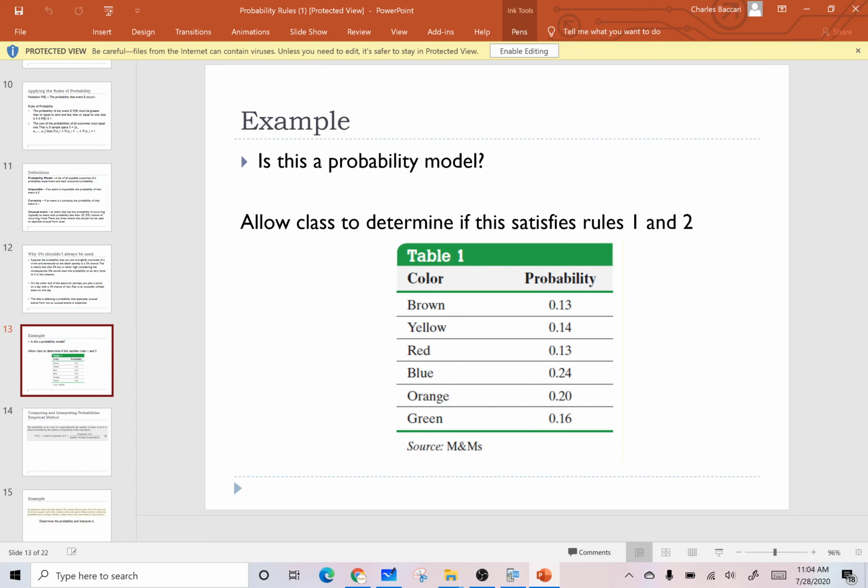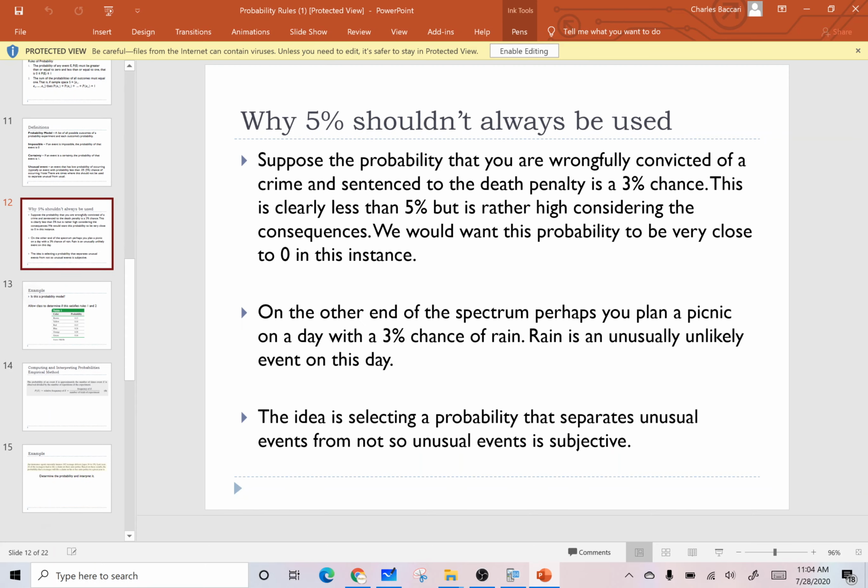Is this a probability model? So, allow the class to determine whether it satisfies rules 1 and 2. So, rule 1, are these all between 0 and 1? The answer is yes. And then do they add up to 1 in total? So let's do it. I'm going to use my calculator. 13 plus 14 plus 13 is 24 plus 20 plus 16. Yes, it adds up to 100, which is 1 if it was probabilities, and therefore it does satisfy the probability model.